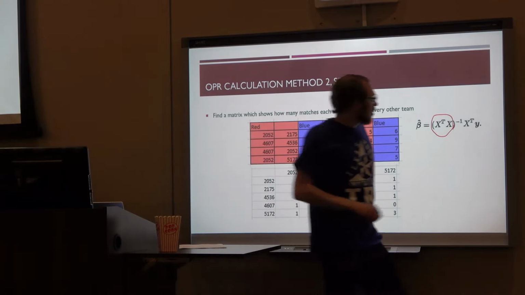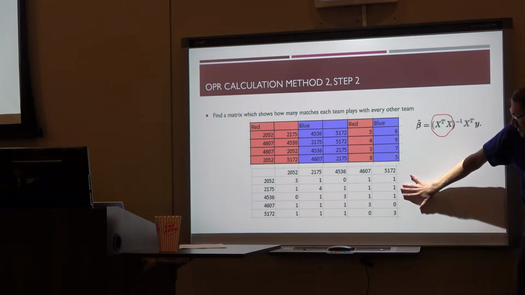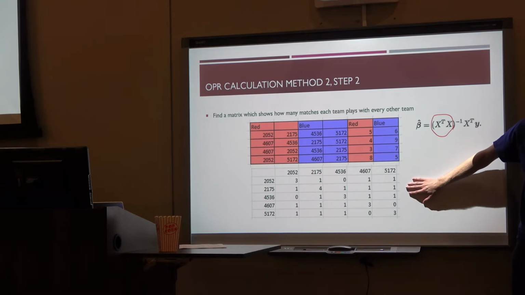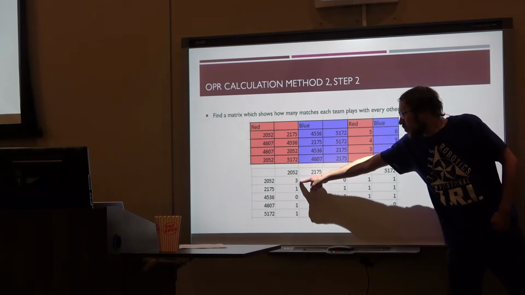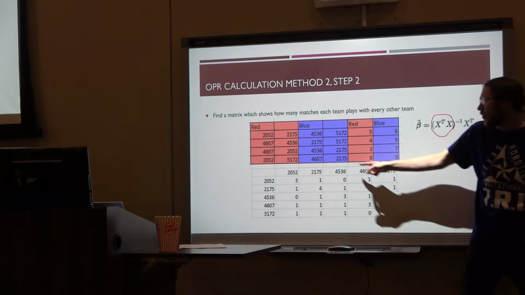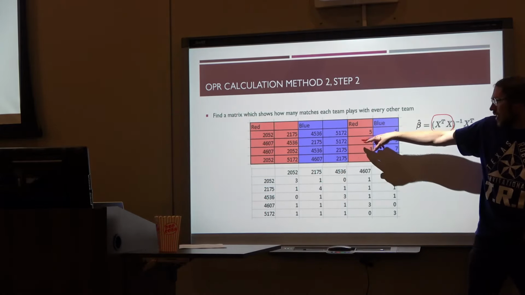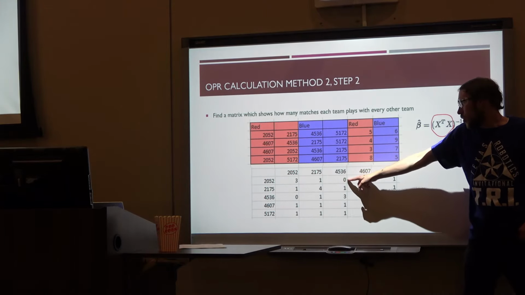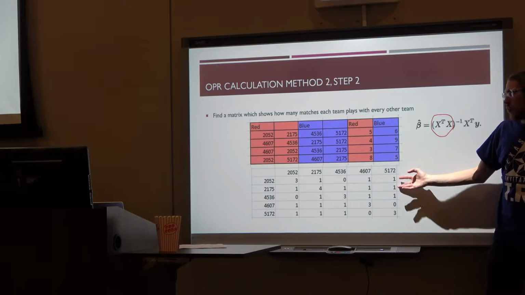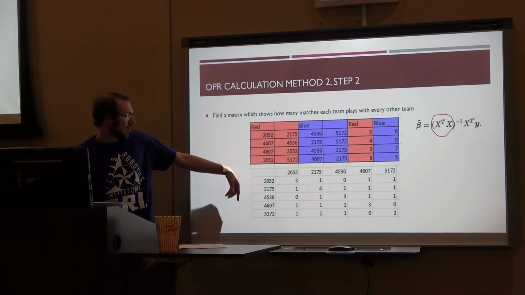Now if we look back up at this formula, we take this X, transpose it, and multiply it against itself. And what that does is you get this matrix down here. This matrix is a matrix of how often each team plays with each other team, okay? So 2052 plays in the same half matches three different times. 2175 plays in four different matches. And 2052 plays with 2175 in one match, red one. It never plays with 4536, but plays with 4607 and 5172. Okay, so that's all this is. This is another easy one. You could even skip over X and just go straight to this. You just have to count up which teams play with other teams, and how often.